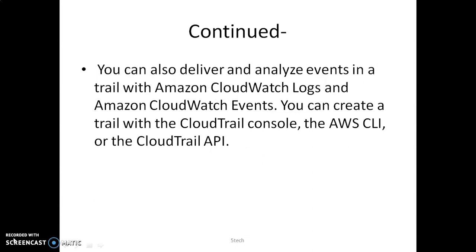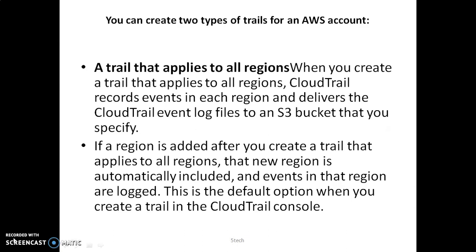You can also deliver and analyze events in a trail with Amazon CloudWatch Logs and Amazon CloudWatch Events. You can create a trail with the CloudTrail console, the AWS CLI, or the CloudTrail API. Now, you can create two types of trail for an AWS account. First, a trail that applies to all regions.